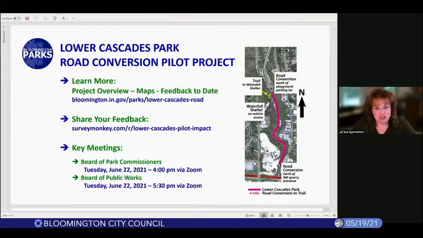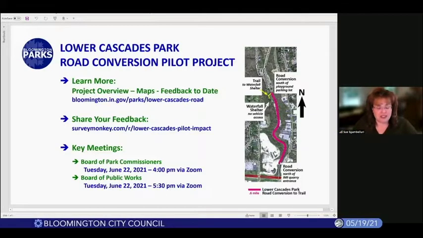Since March of 2020, we have had a pilot project underway for road closure. So this is a quick map, and all of these are online. Old State Road 37 coming through from north to south, the road that turns up to Country Club. This is the section of road that is closed and now limited to bicycle and pedestrian traffic.